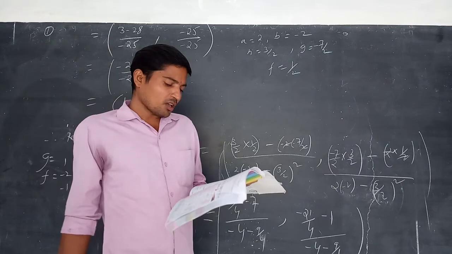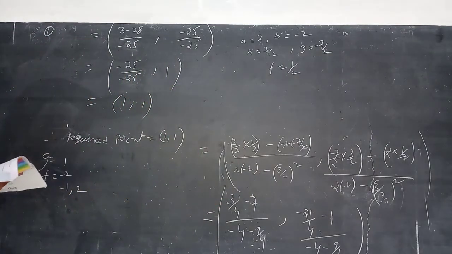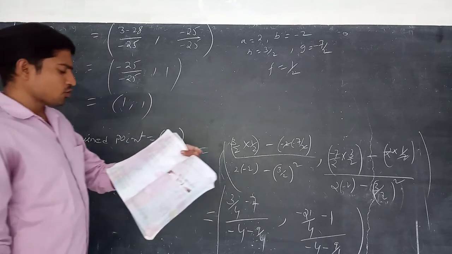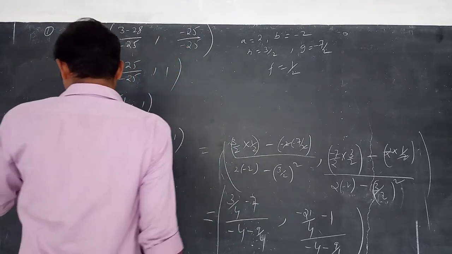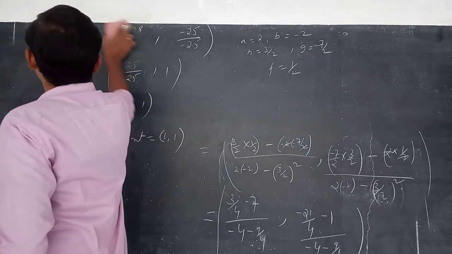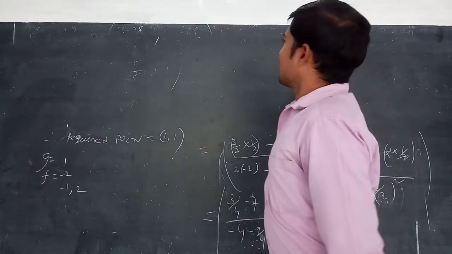Now fourth one. If the origin is shifted to 2 comma minus 3, the coordinates of the point minus 1 comma 2. We'll do this problem. So I gave 2 and 3 as homework. Two and 3 are homework.